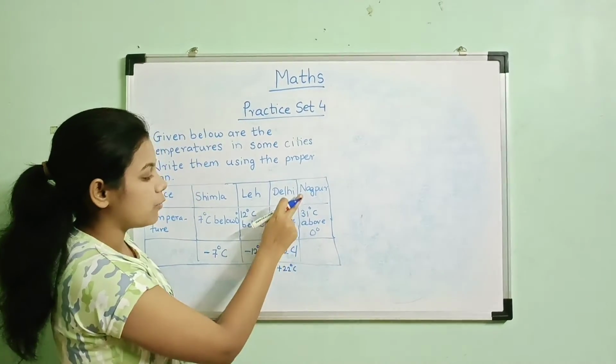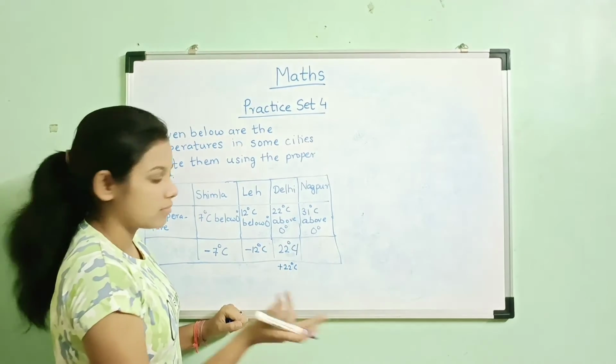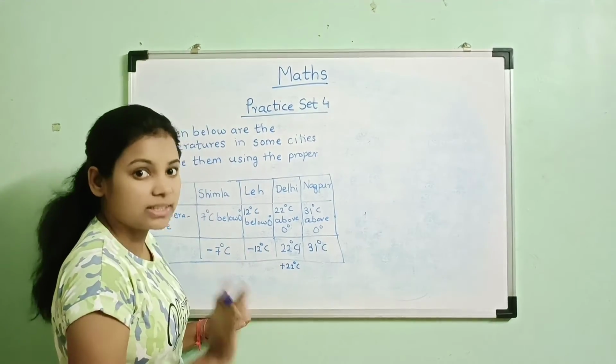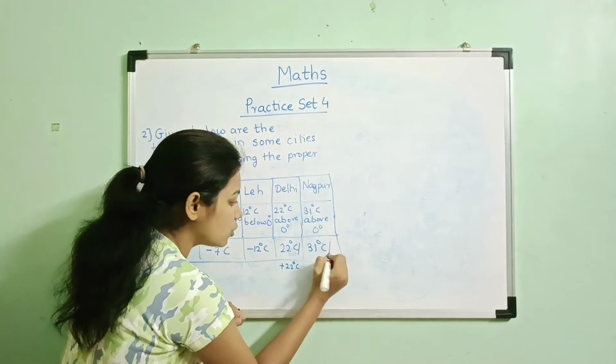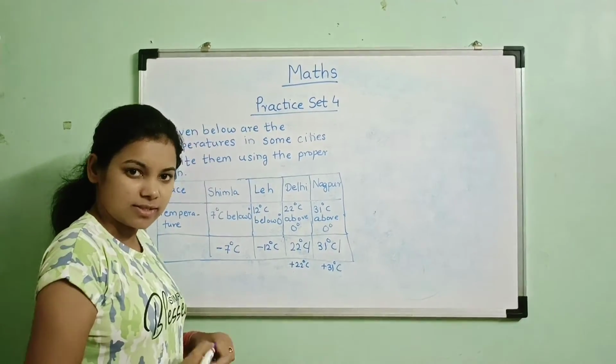Okay. Now for Nagpur, what is the value? 31 degrees Celsius above 0. Now you can say that it will be positive 31 degrees Celsius, because this is above 0 degrees. You can also write this as positive 31 degrees Celsius.